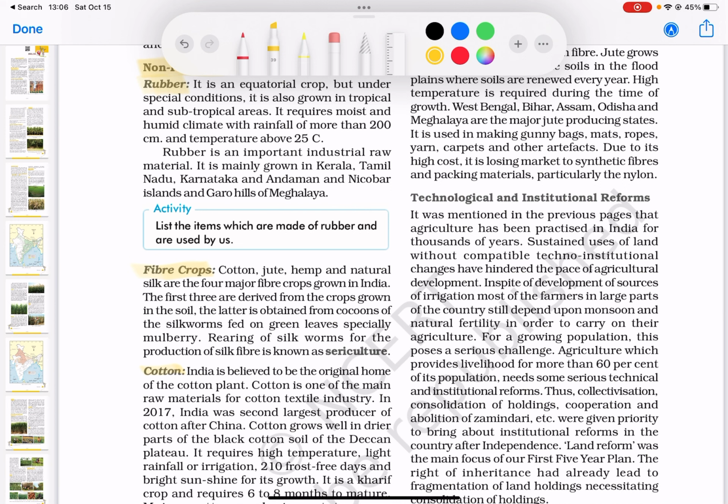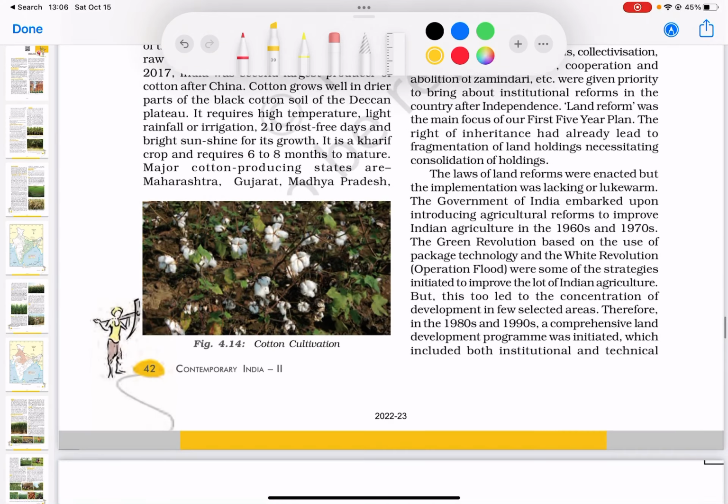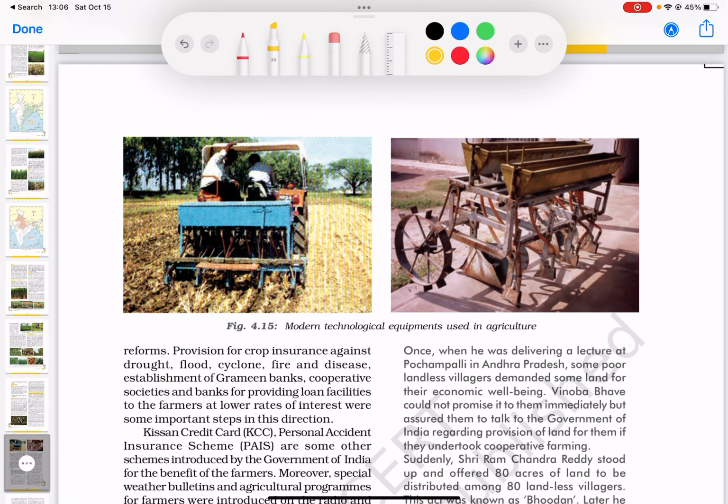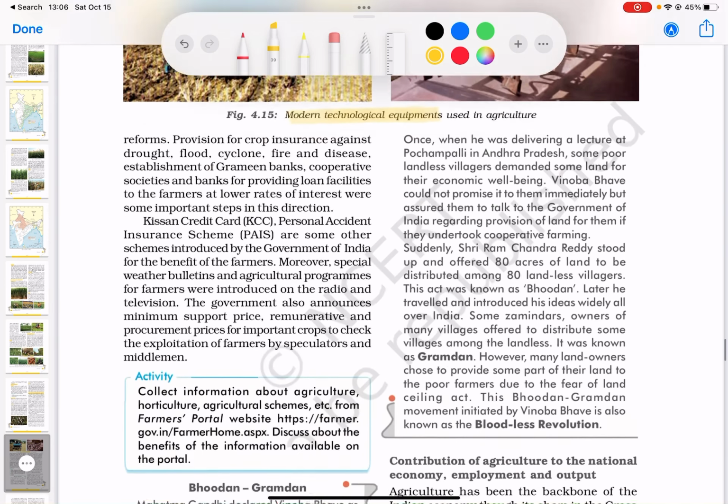Then we look at the fourth big topic in this chapter, which involves the technological and institutional reforms. And why is it important? How is it helpful for agriculture? What the government of India has done. And you can see there is some example of the technological equipment used in agriculture and how it helps agriculture.